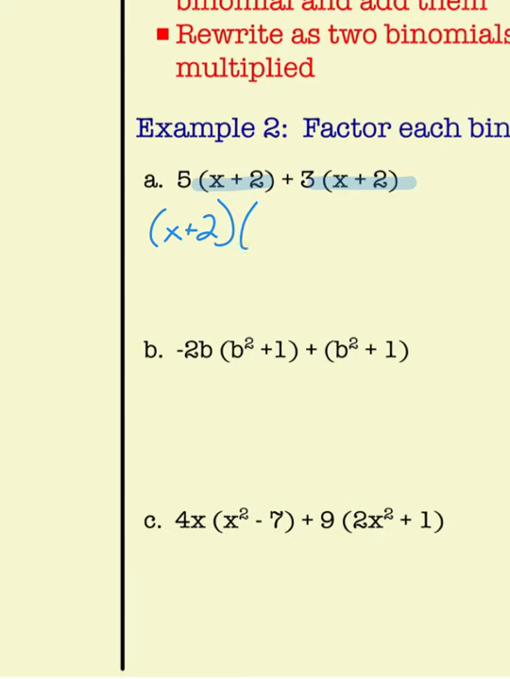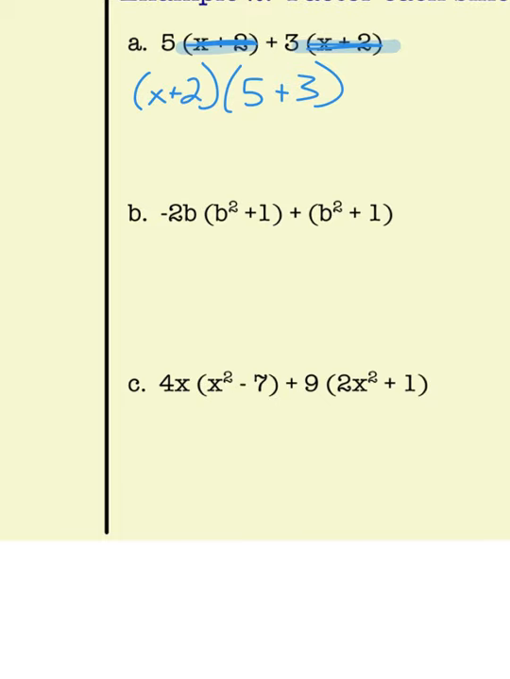And now what I have left, if I take out the x plus 2 from the first term, I have a 5. If I take out the x plus 2 from the second term, I have a 3. So I factored out the x plus 2. I was left with 5 plus 3. So now I have 2 binomials left. And yes, if you're looking at this and you're like, I don't know what 5 plus 3 is, that's 8. You could simplify that to be 8 times x plus 2. But we're going to leave it in 2 binomials for now.